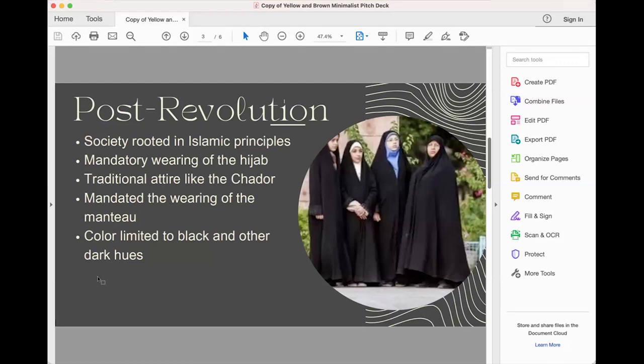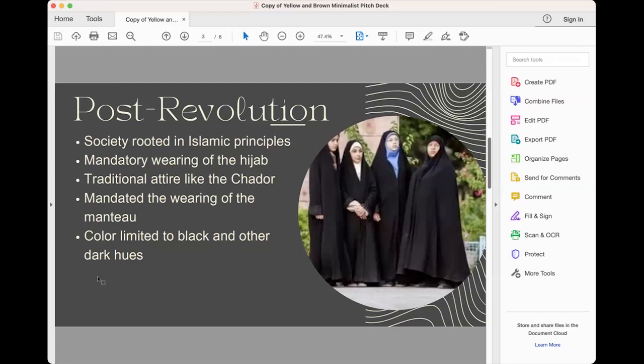Men too faced restrictions, although less severe than for women. Men were expected to wear modest clothing, which typically meant long trousers and long sleeve shirts. Clothes that were too tight or made from overly luxurious material were frowned upon. The emphasis was on simplicity and modesty.